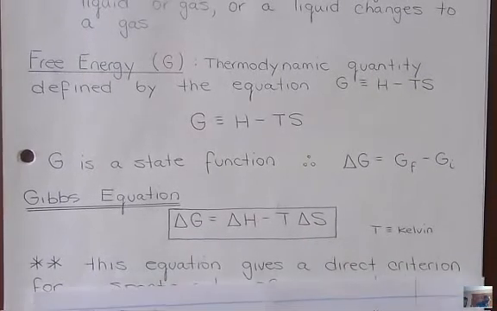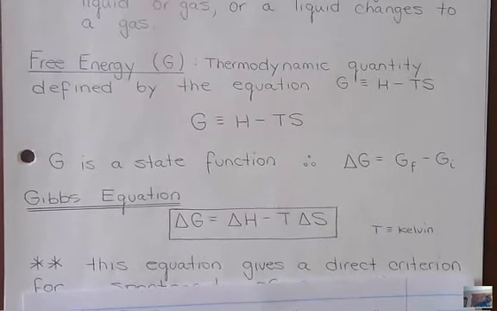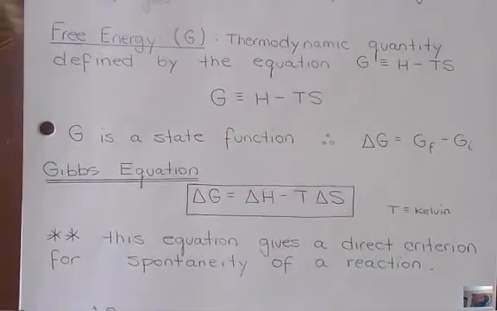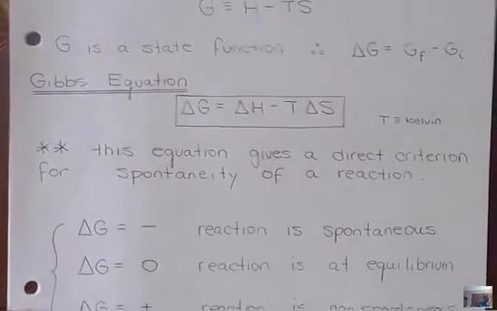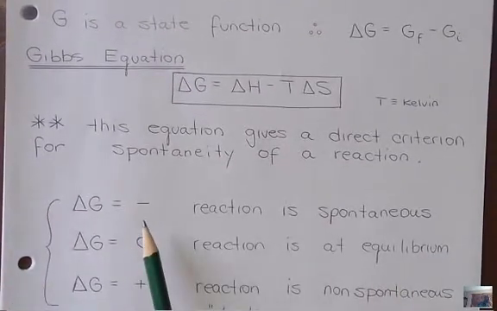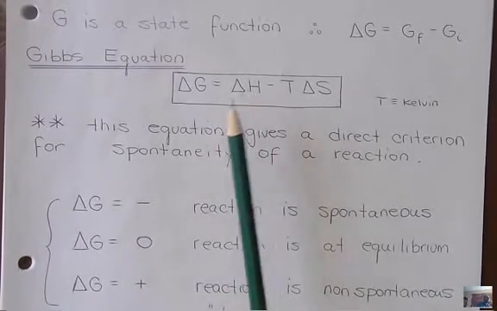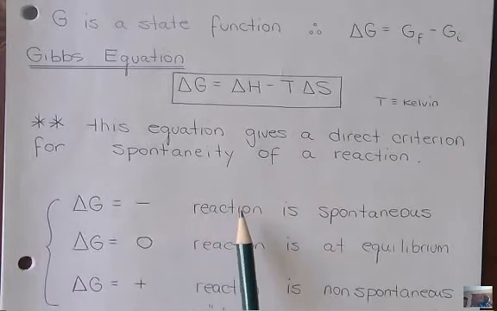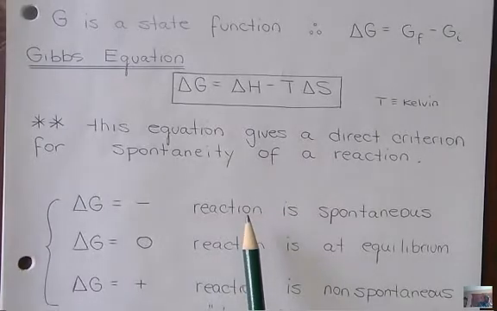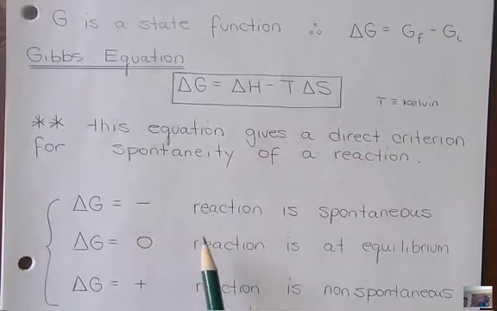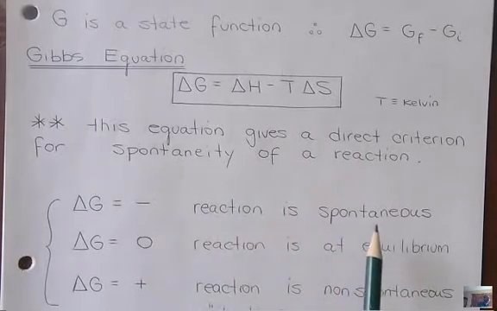Okay, all right, so this equation gives a direct criterion for the spontaneity of a reaction. Okay, if delta G comes out to be negative, not only do you know that it may be exothermic because delta H is negative over here, but more importantly, the reaction will occur without you providing any external energy. So you just put the reactants together under those conditions of temperature, pressure, and concentration, and they will react spontaneously. So spontaneously means no push.